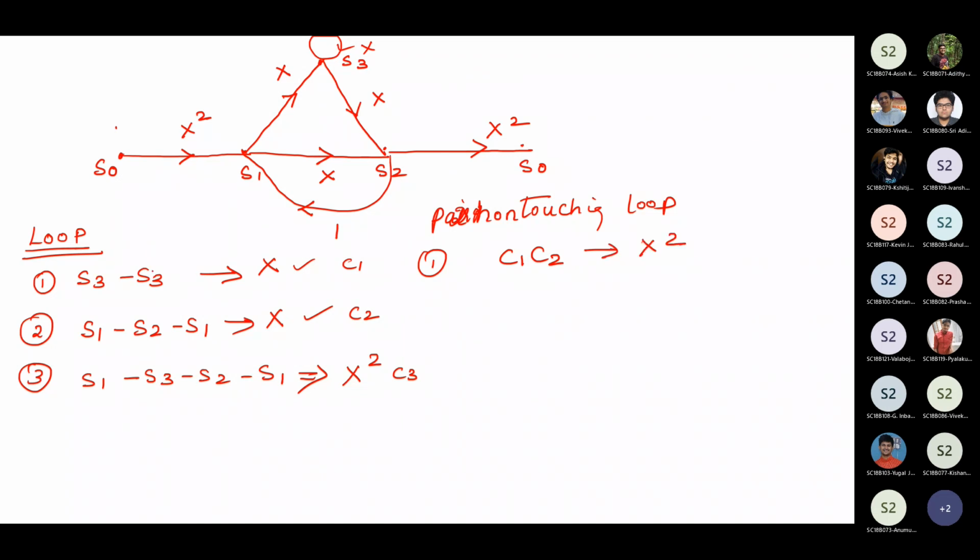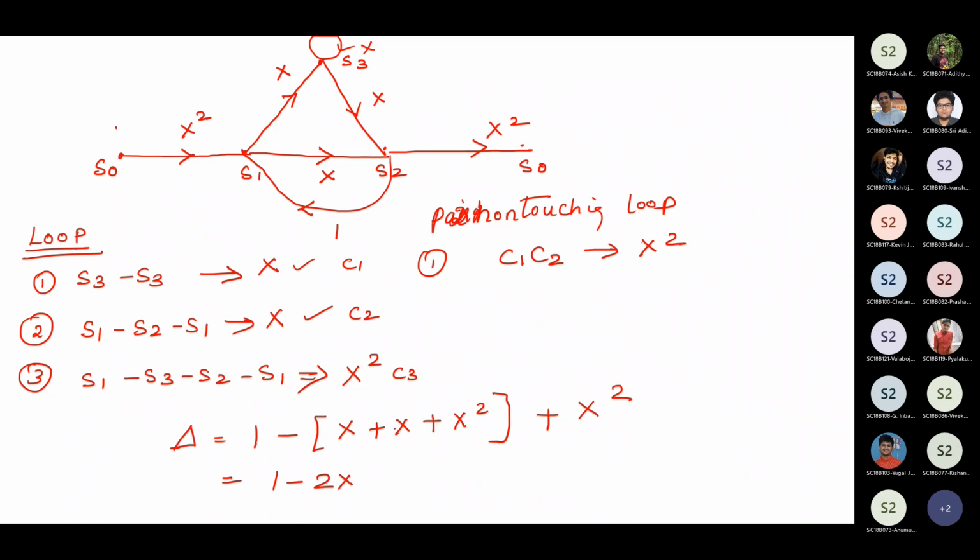Rest of the things: L1 and L3, S3 is common, so it is touching. Then L3 and L2, S1 and S2 are common, so it is touching. So only one pair of non-touching loops, and three-loop combinations are not there. So delta is 1 minus the sum of these loops, X plus X square, plus the pair of non-touching loops, only X square. The X square gets cancelled. Delta is 1 minus 2X.